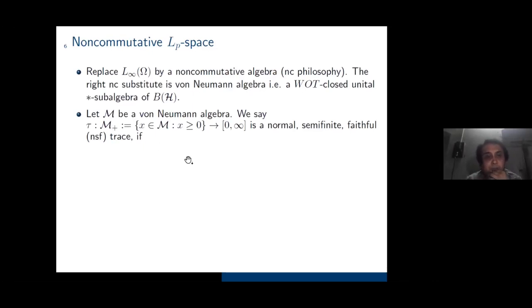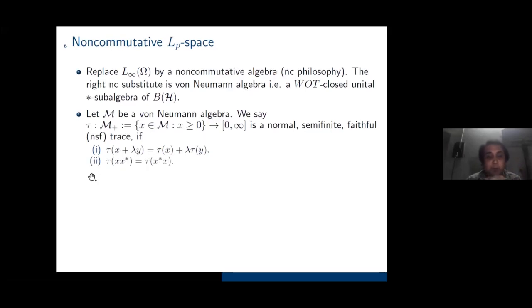So we have a trace, that means what? I should say, this is a non-commutative analog of integration. We have this M, which is a non-commutative measure space, you can think, and then we want to integrate. We want to develop a theory of integration on this kind of spaces. So we have a linear functional on the positive part of the von Neumann algebra, I mean, you should say positive linear, where lambda is positive: tau of x plus lambda y is equal to tau x plus lambda tau y.